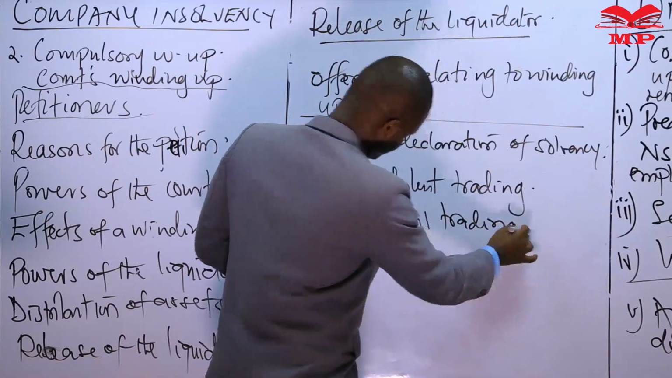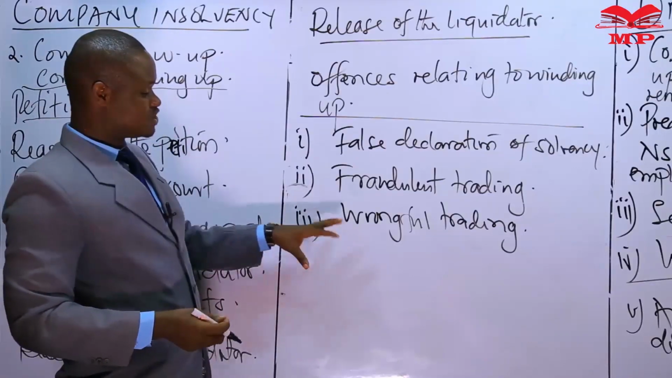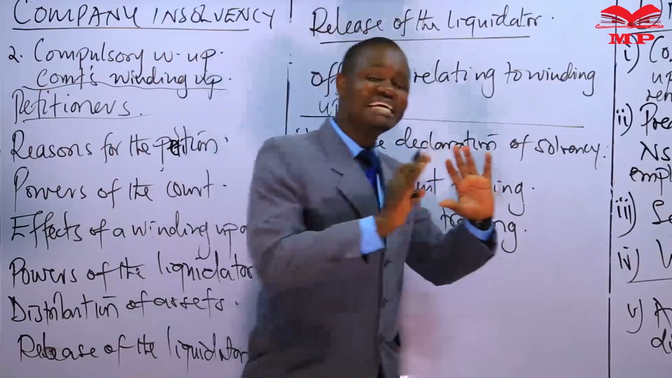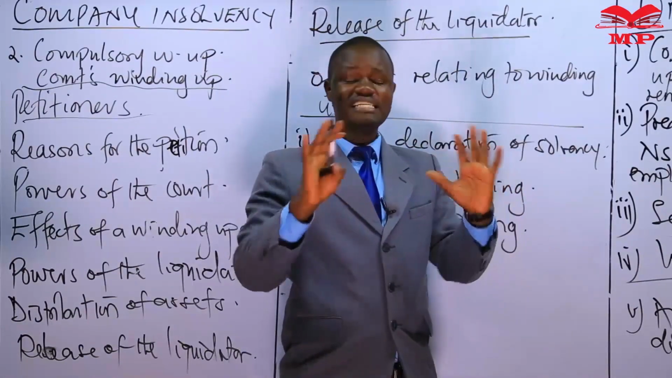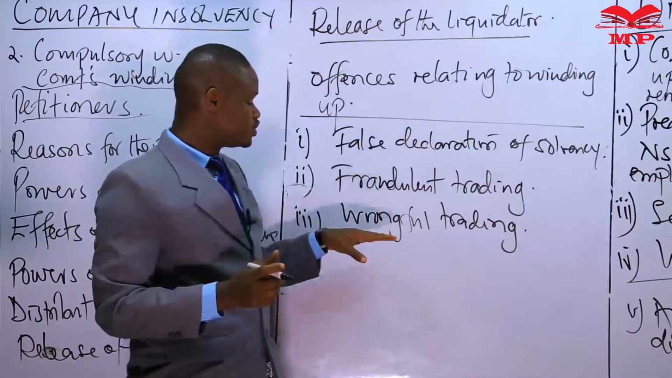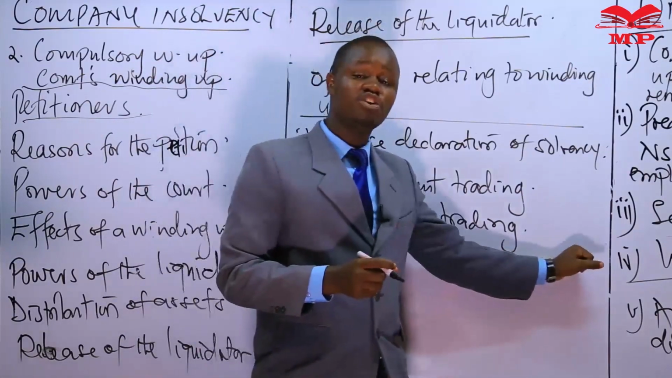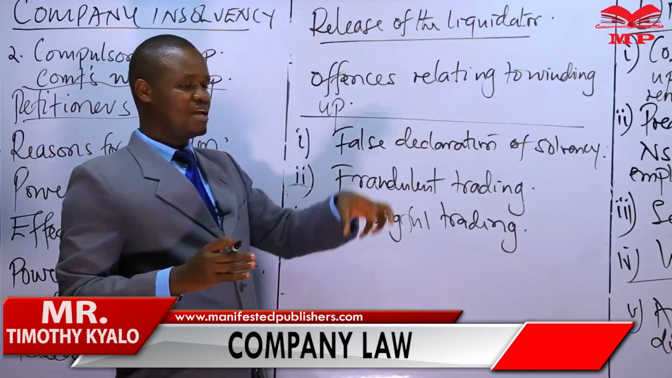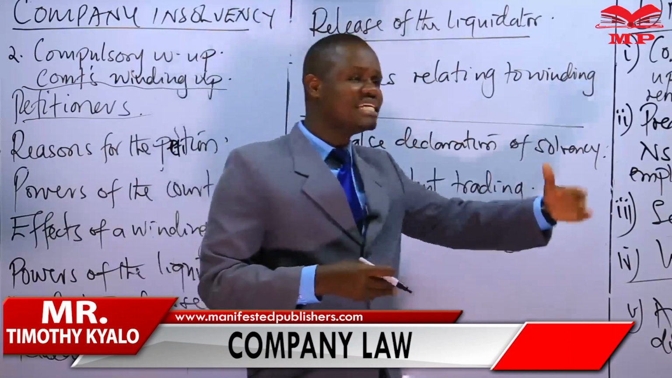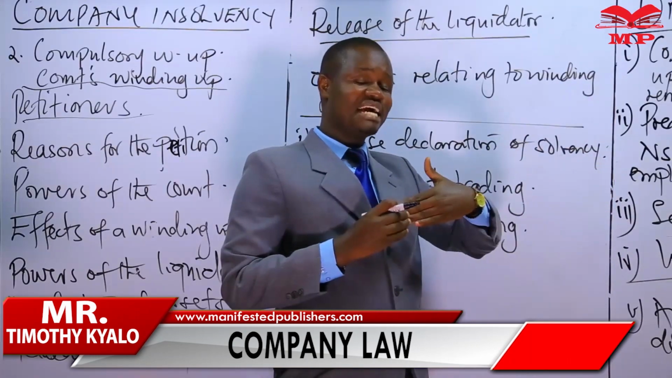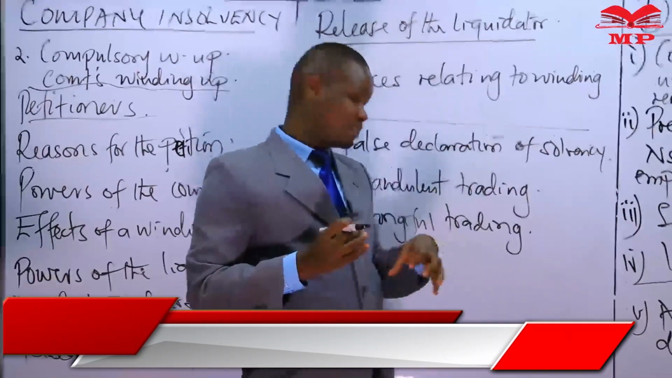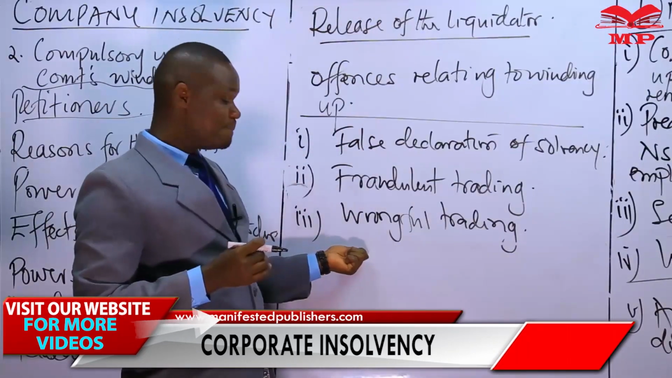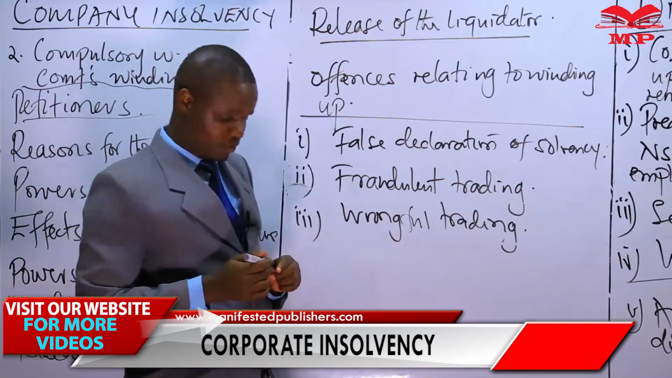We may also have wrongful trading, which refers to any actions by the company's directors whereby they increased the company's debt in circumstances where they knew or ought to have known that the company cannot avoid winding up. So we are looking at the directors and what they are doing. They have done something whose effect is to increase the company's liabilities, to increase the company's debt, in circumstances where they know or ought to know that the company cannot avoid liquidation.